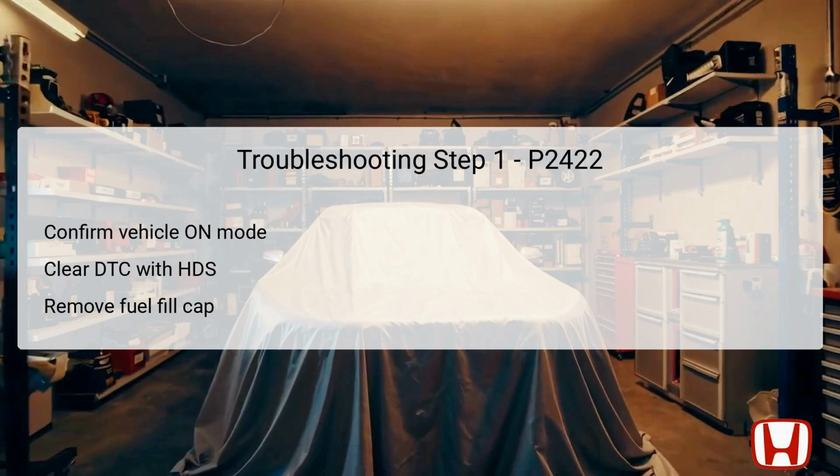After clearing the DTC, proceed to remove the fuel fill cap and allow the vehicle to sit for about a minute. This step is crucial as it relieves any pressure in the fuel system and ensures accurate readings when rechecking the fuel tank pressure sensor values. Finally, switch the vehicle back to the on mode to begin monitoring the relevant sensor parameters with the HDS.